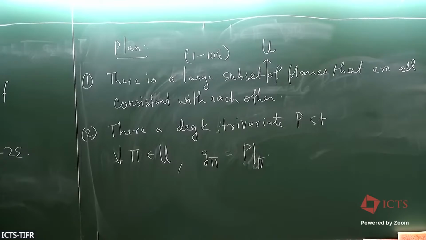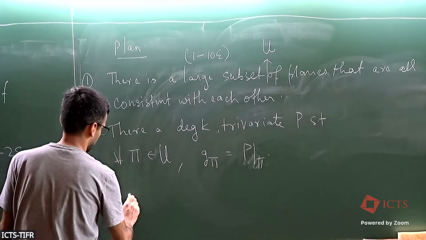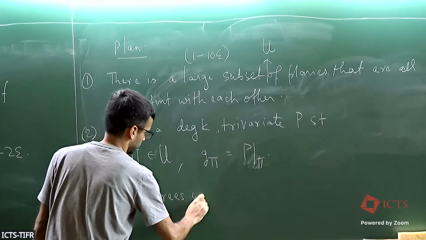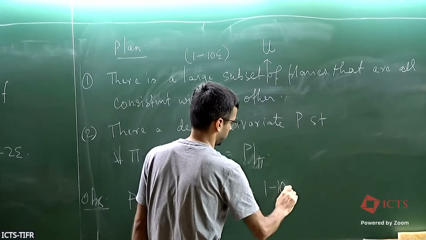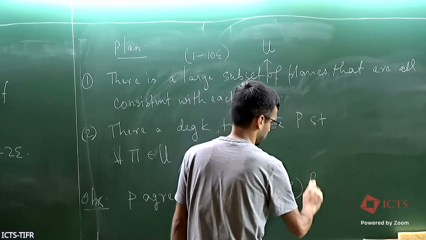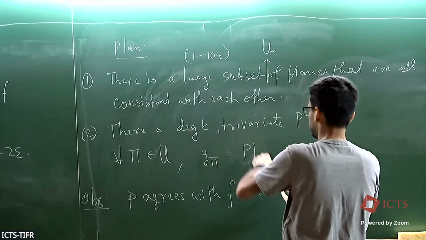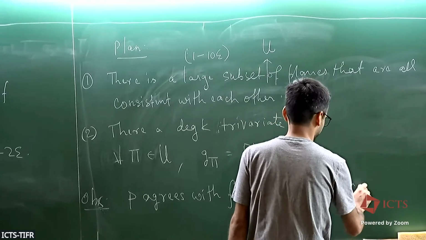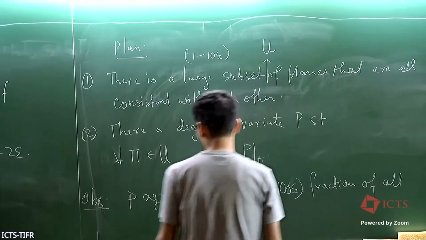That statement is a combinatorial statement. So the easy observation is that P agrees with F on maybe a 1 minus 10 epsilon fraction of all points. Oh, by the way, these 10s may be different. This may be a larger 10 than this 10, so maybe 100. Let's make it 100 epsilon, fraction of all points.